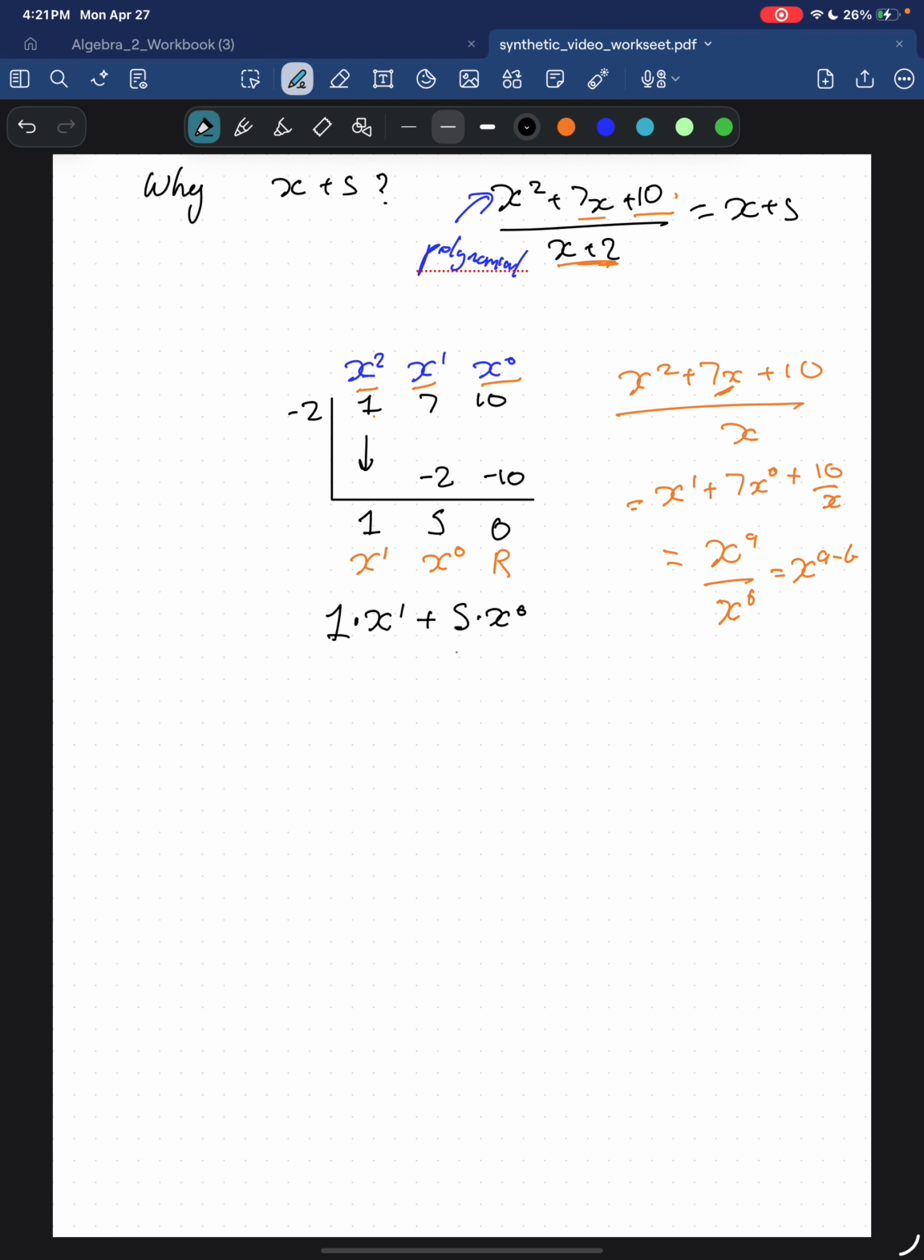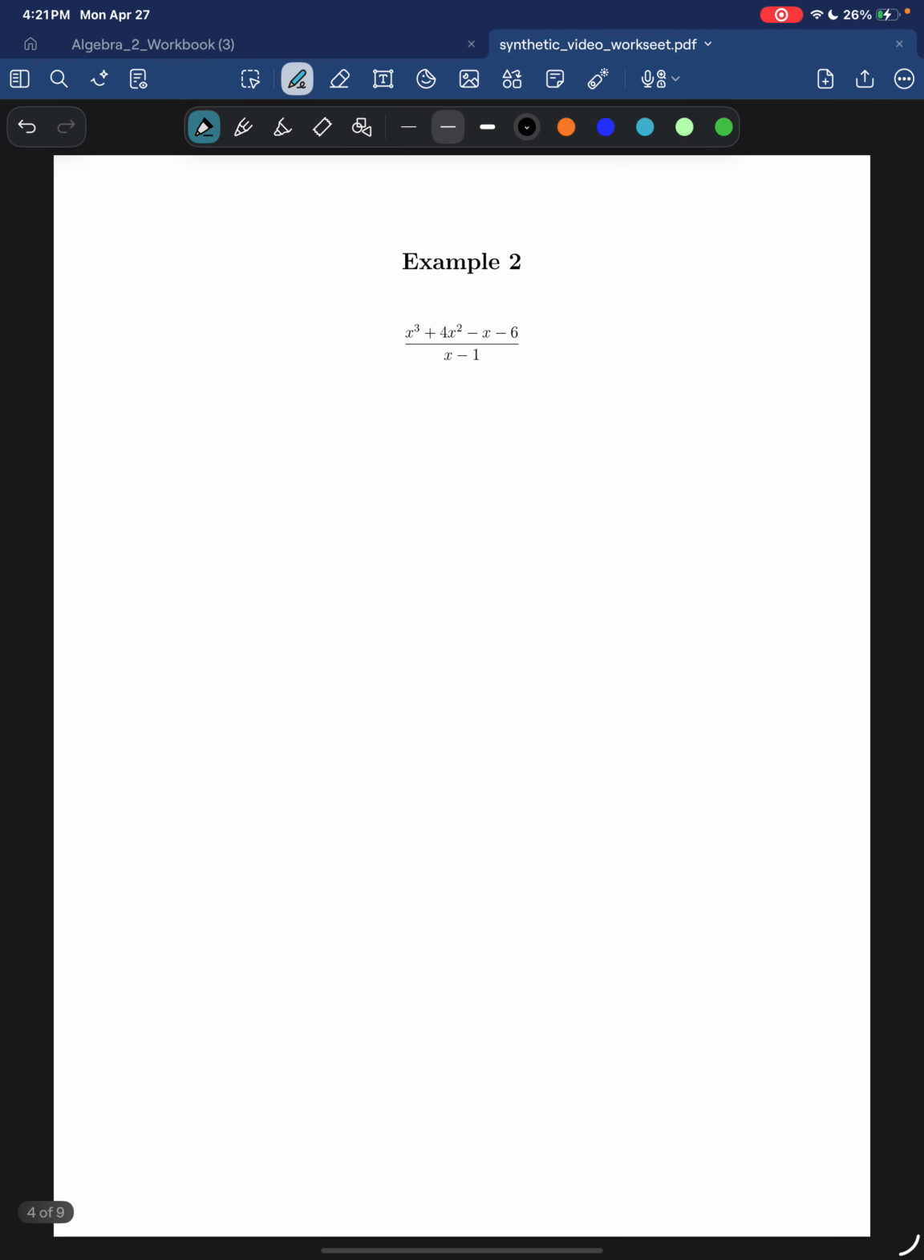What's x to the power of 0? Just 1. So this becomes x to the power 1 plus 5. X to the power 1 is just x, so our answer is x plus 5. All right? And that's how you do that. I know it's a bit weird, but let's do a bit more.